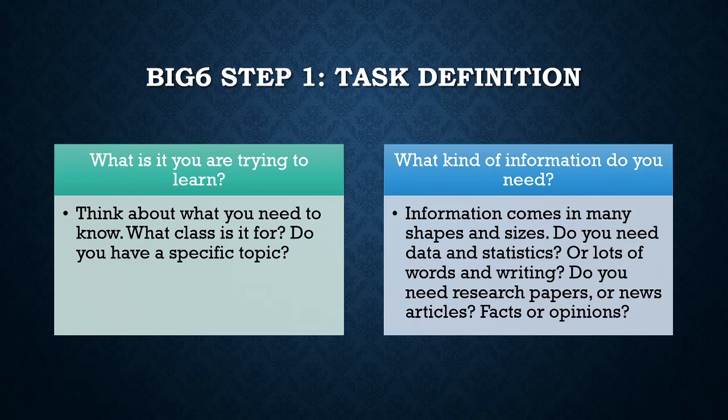Step one is task definition. You're trying to identify what exactly it is you need to know. Is it for a certain class? Do you have a specific topic? Knowing those things is going to quickly streamline the process of doing research. And then for that class or topic, what kind of information do you need? Because information comes in so many different shapes and sizes, you should be able to determine, do you need something that's data and statistics like numbers? Or you need something that has more words and writings that you could blend into your ideas. Or another way to look at it is, do you need research that's scientific, or news articles, or facts or opinions? So walk through that process first to start narrowing down what you need.